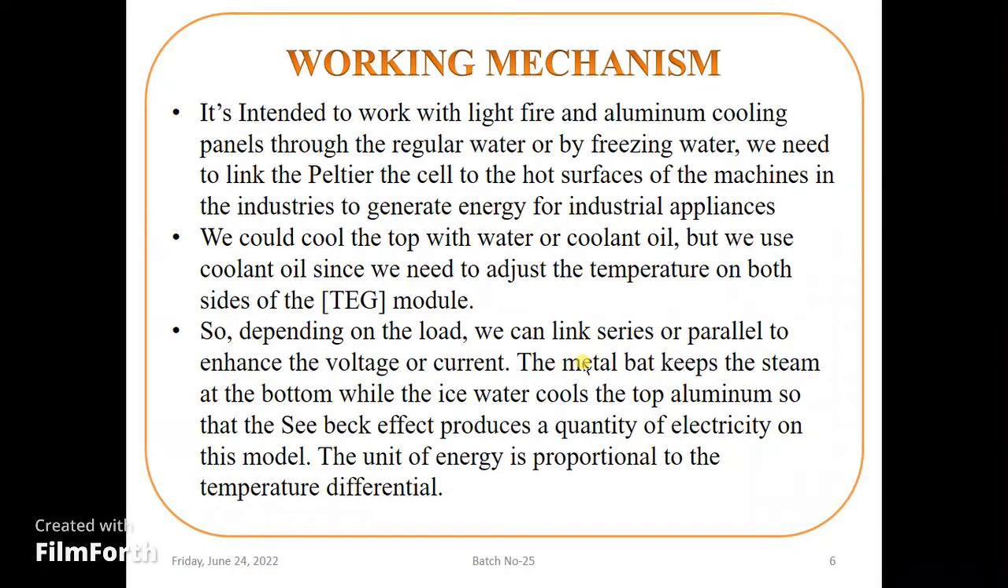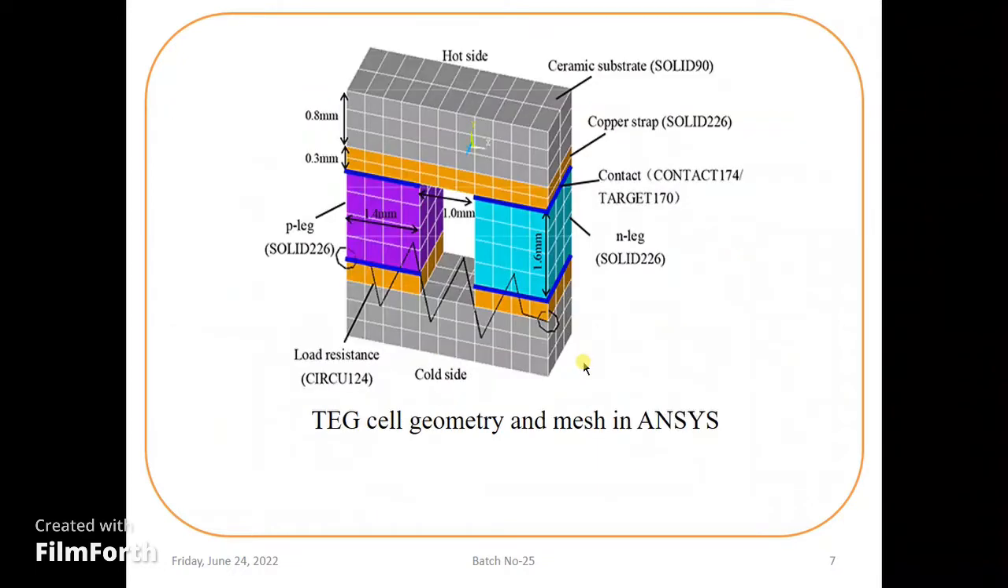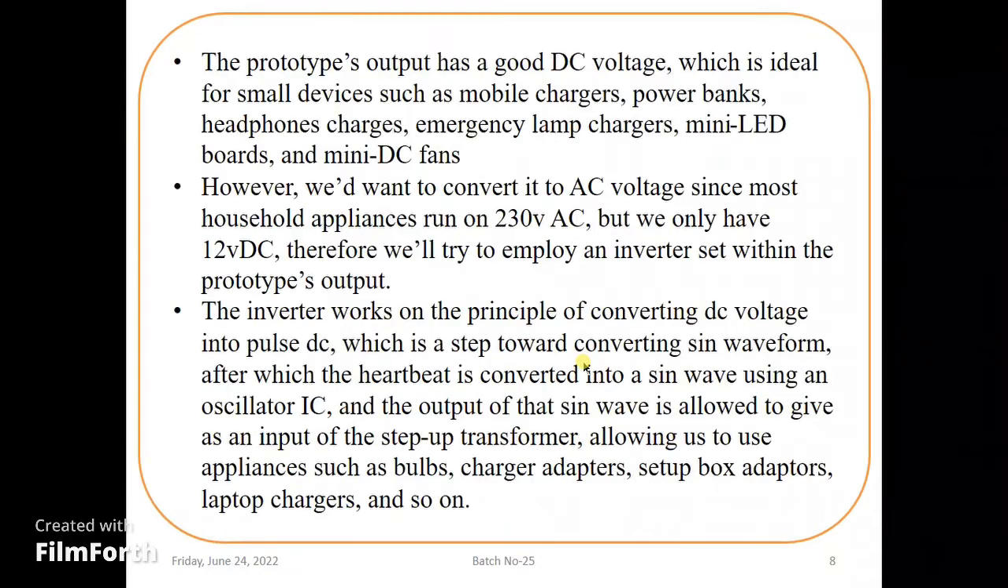The metal bat keeps the steam at the bottom while the ice water cools the top aluminum so that the Seebeck effect produces a quantity of electricity in this module. The unit of energy is proportional to the temperature differential, and this is a diagram of the TEG cell geometry and mesh in ANSYS.